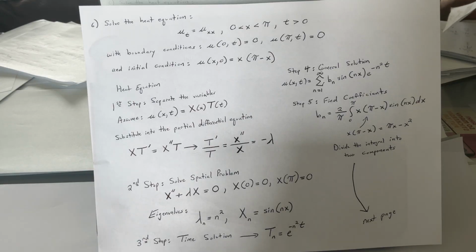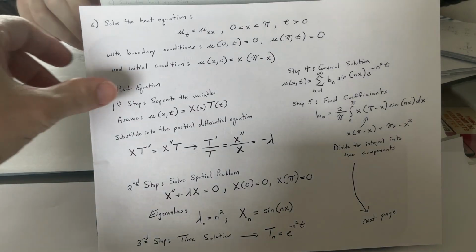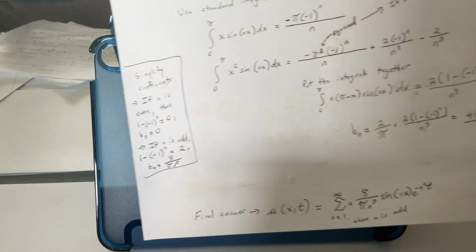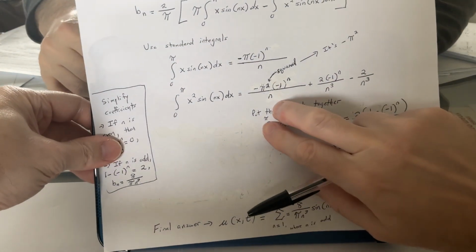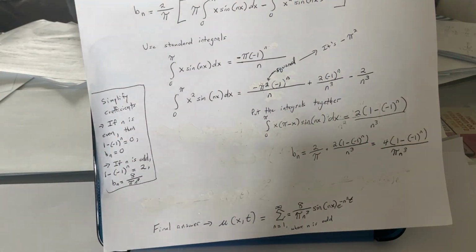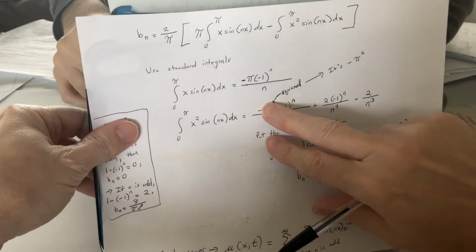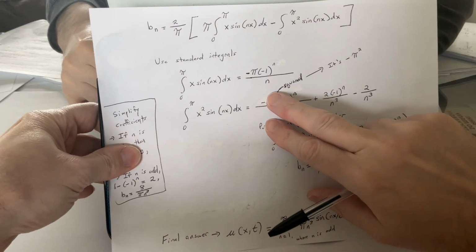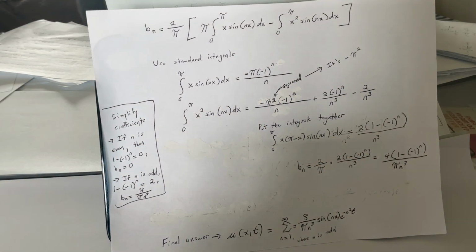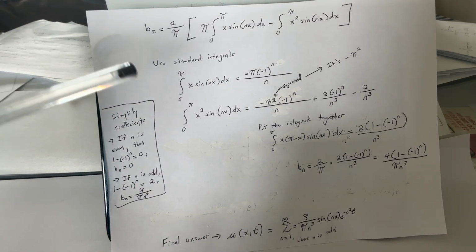In this part of the work, I'll show the second page, we'll take care of it. So let's see here. Do this part first. Okay, so we get b sub n is 2 over pi. Separate this: pi times the integral from 0 to pi of x sine of nx dx minus the integral from 0 to pi of x squared sine of nx dx. So we're going to use standard integrals here.